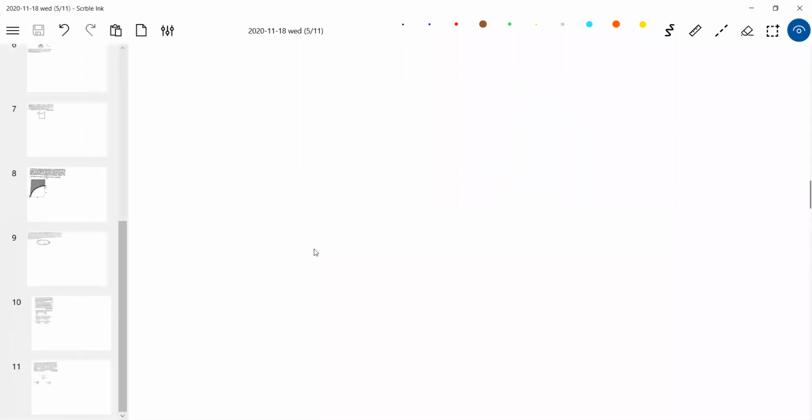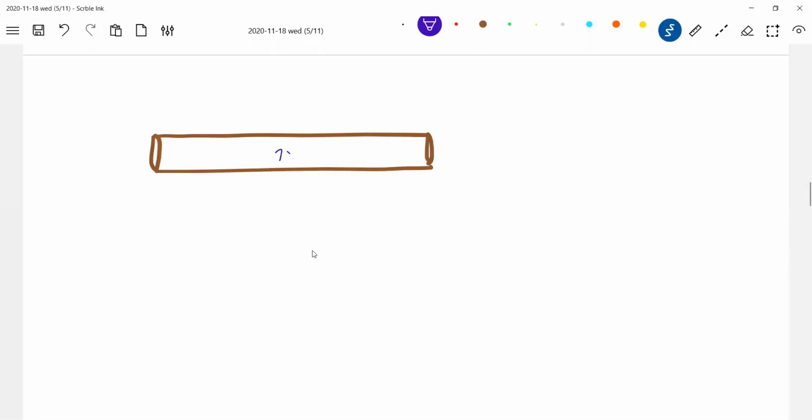Okay, so let's take the next one. Now I will take an iron wire. So there's an iron wire. Let it float on mercury. So here this is the mercury. If you see the two-dimensional view, it will be of this kind.